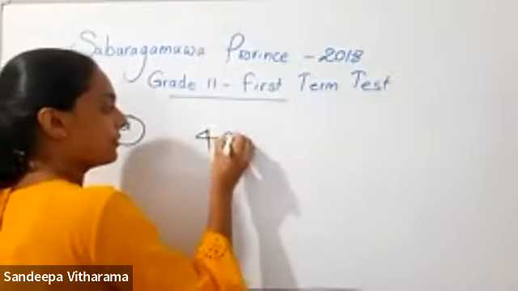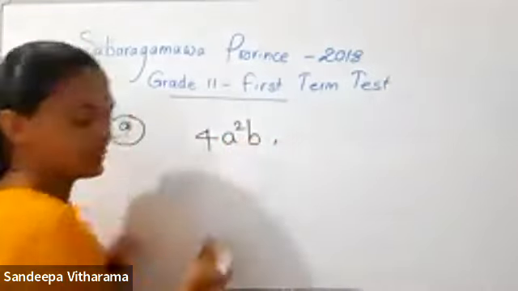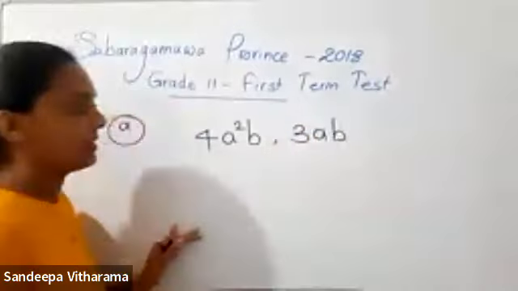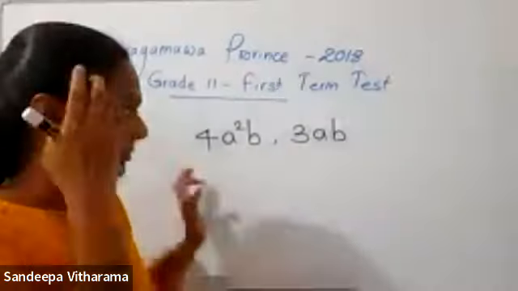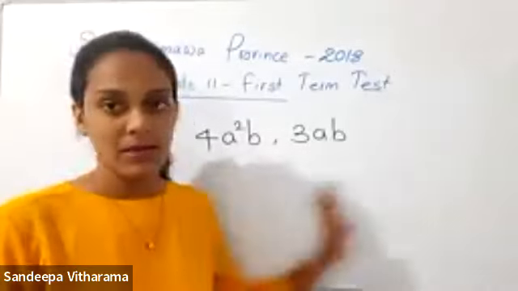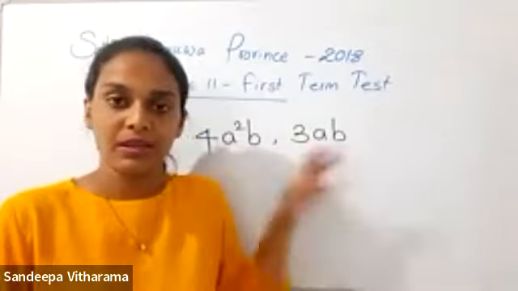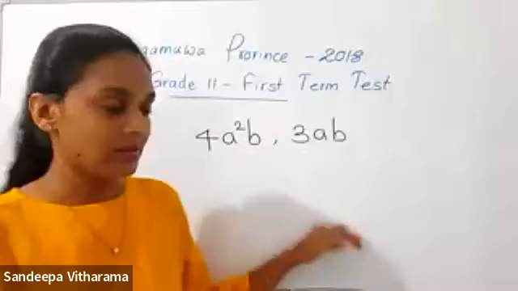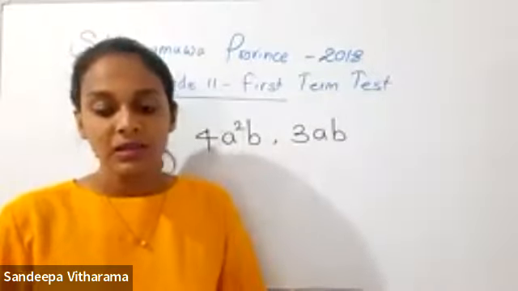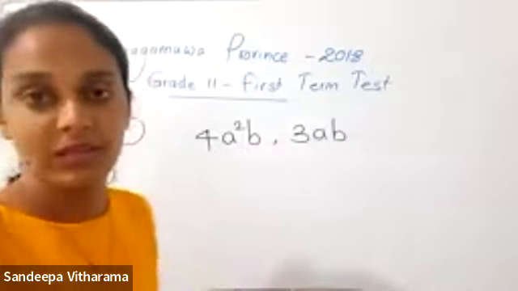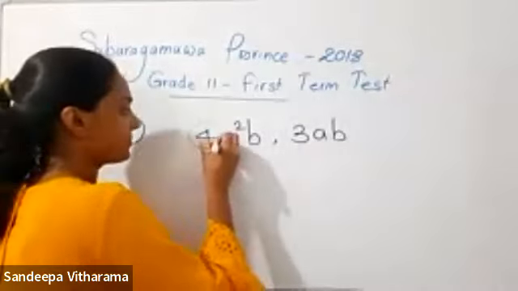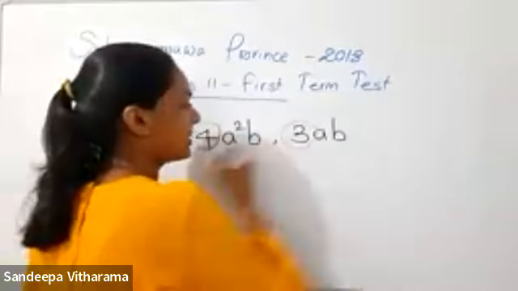They are 4a squared times b, and 3ab. Okay. Then what you have to do is, some of the students, what they do, they expand these algebraic expressions. Then you can choose the highest power of each number and the algebraic terms. There is a short way to obtain this answer. You can choose the coefficients.